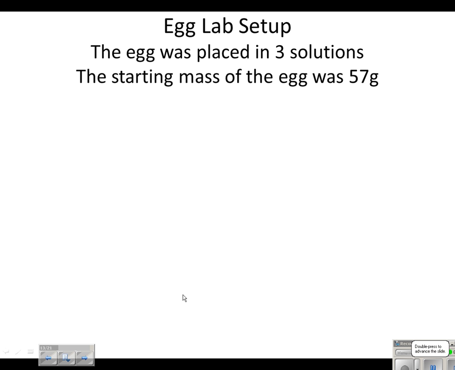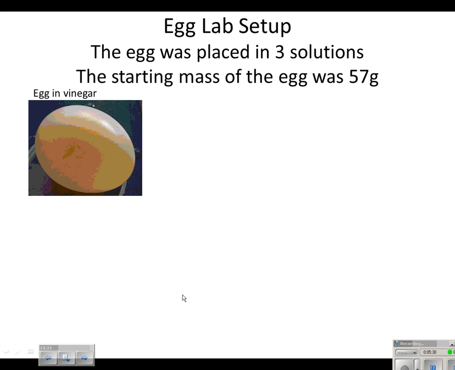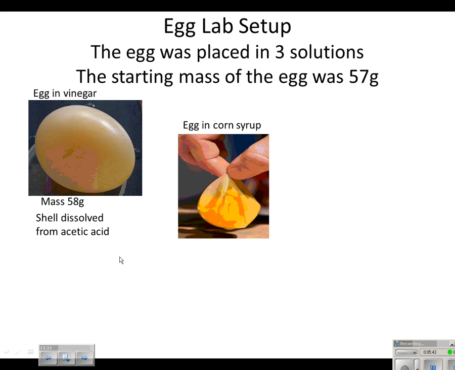In the egg lab, we took an egg and we placed it in 3 different solutions to look at what hypo, iso, and hypertonic solutions do to a cell. We started with an egg with a mass of 57 grams and placed it in vinegar for 24 to 48 hours. The mass was 58 grams. The shell dissolved from the acetic acid. So we know that there really wasn't much movement there.